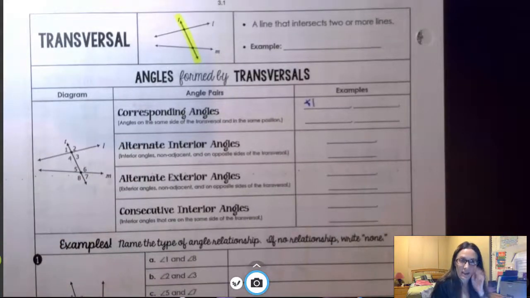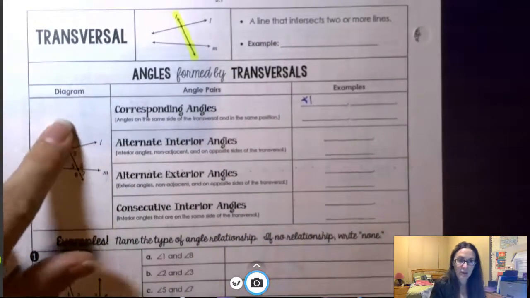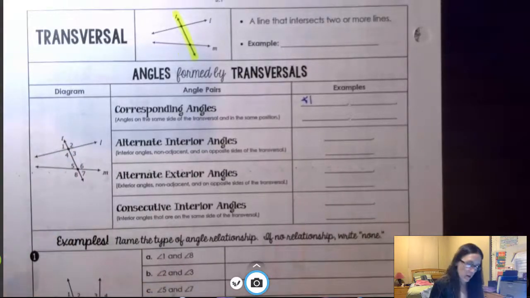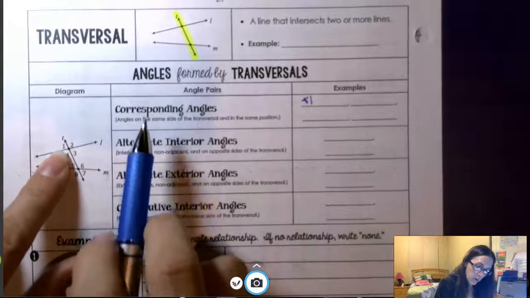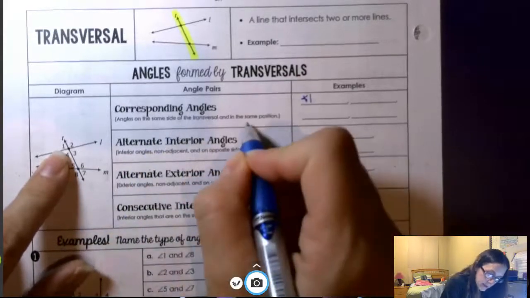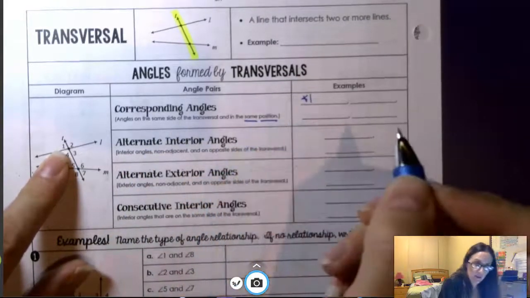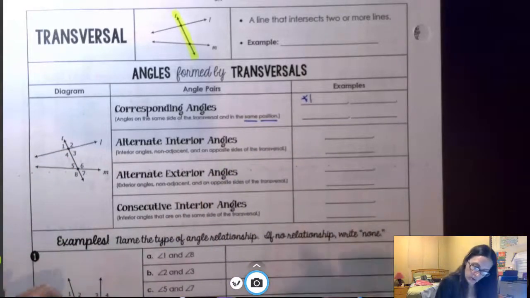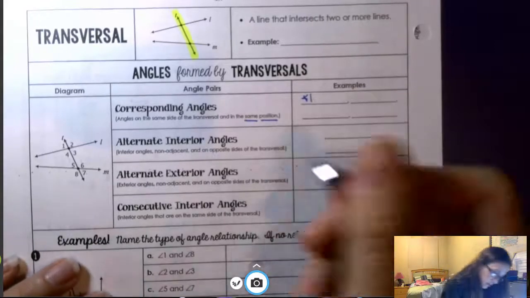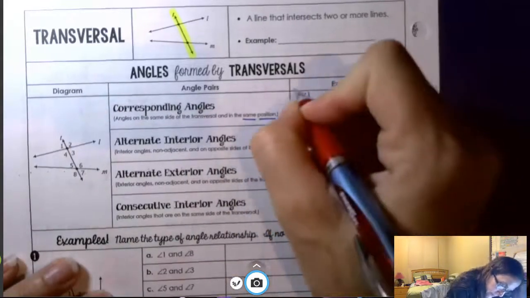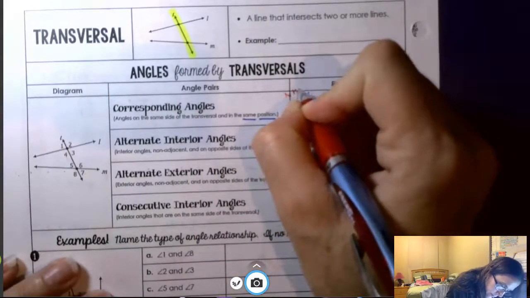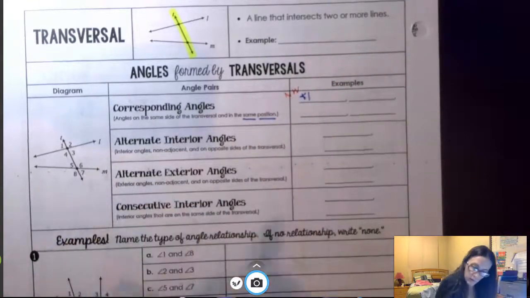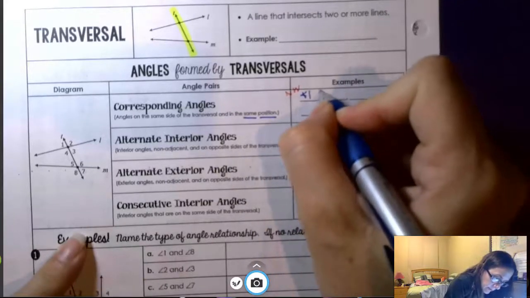What I want today is to pick one angle from the top and say how it's related to one angle on the bottom. So if I start with angle 1 and I go corresponding, corresponding is in the same position. So if 1 is in the northwest here, which angle is in the northwest on the bottom? Well, the one that's in the northwest on the bottom is going to be angle 5.